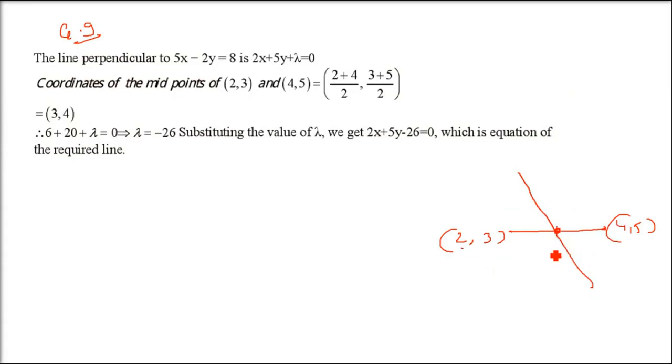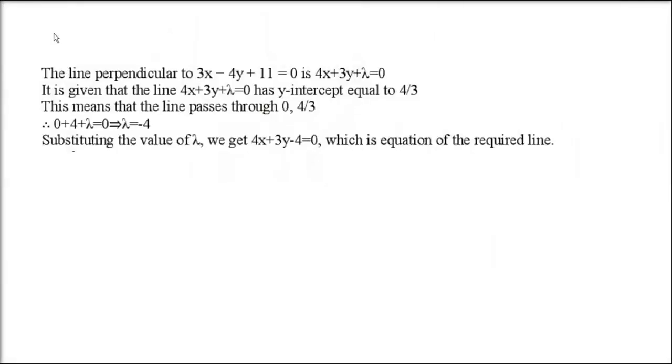4 plus 2 by 2, so 6 by 2, 3. And 3 plus 5, 8 by 2, that is 4. The line is passing through 3, 4 and it is perpendicular to 5x minus 2y equals 8. So the perpendicular line will be 2x plus 5y plus lambda equals 0. You know how to do this. And it is passing through 3, 4, so x as 3, y as 4. Find out lambda. Lambda will come as minus 26. Equation will be 2x plus 5y minus 26 equals 0. This is your equation.